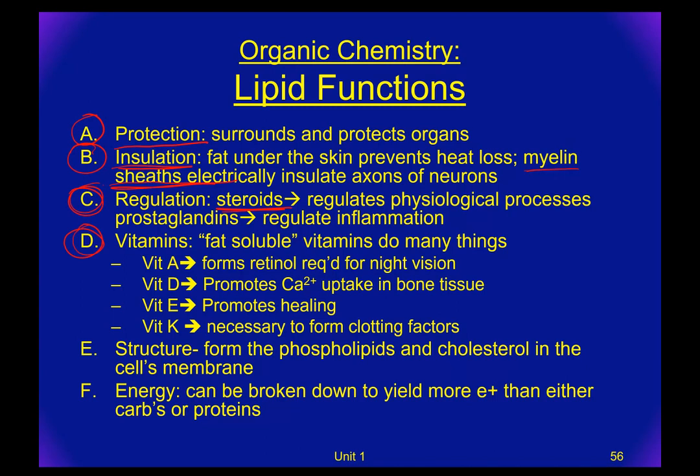Vitamins. We talk about fat-soluble vitamins because they have the characteristic of a lipid. They follow the same characteristics. To give you examples, because there are tons of vitamins that do tons of different things: Vitamin A is used in your eye to make something called retinol. Retinol is what helps us to have night vision. Vitamin D promotes our bodies to absorb calcium into our bone.